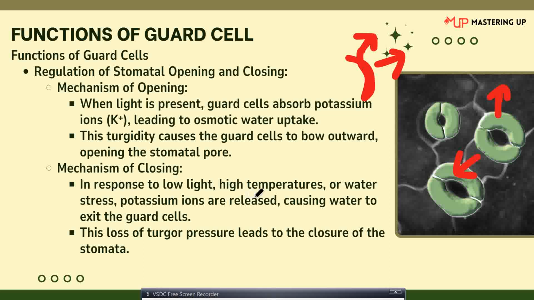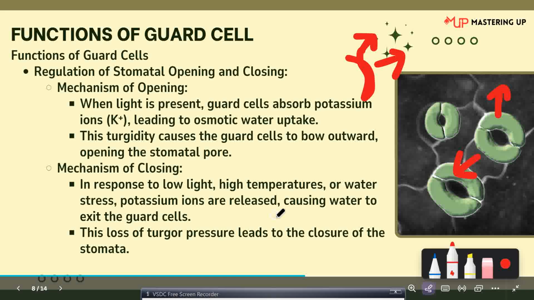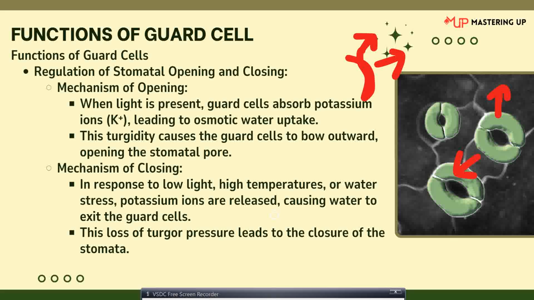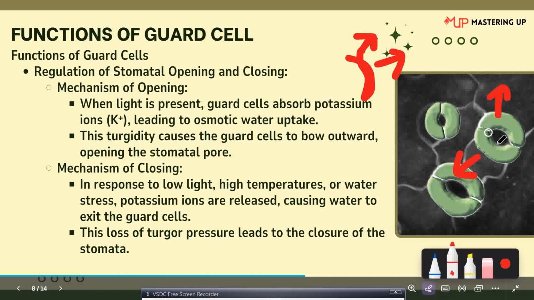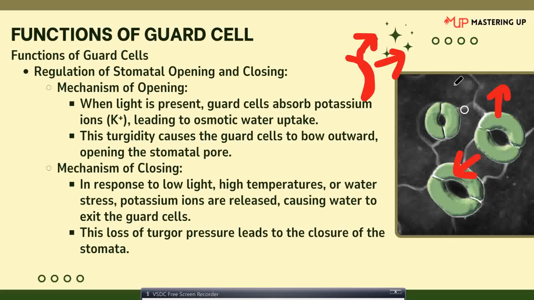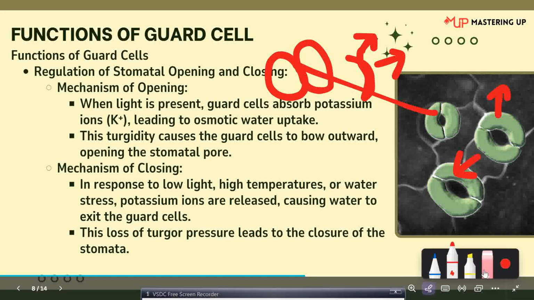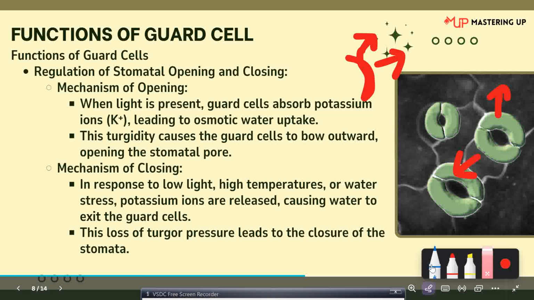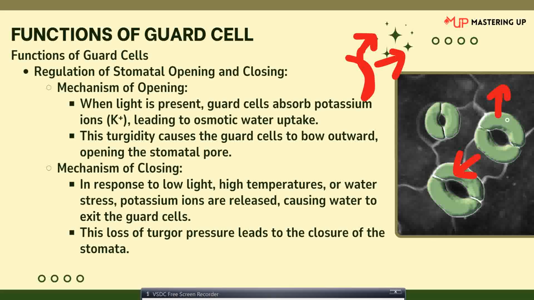In response to low light, higher temperature or water stress, potassium ions are released. When the potassium ions are released, water exits the guard cell. When the water exits the guard cell, there is a loss of turgor pressure, which leads to the closure of stomata. The guard cell will be like this during the night time, or in response to low light, higher temperature or water stress conditions.